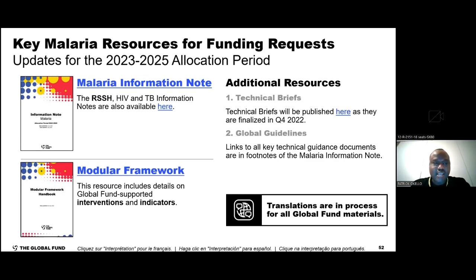Unlike all the other presentations, we have the malaria information note, which is available online, and the modular framework, which we revised slightly. We hope to publish additional resources later on and also translate them into other languages. But all of this will be available on the website. Next slide, please.